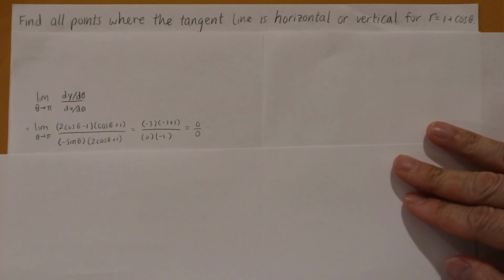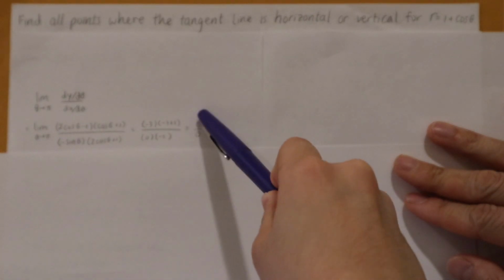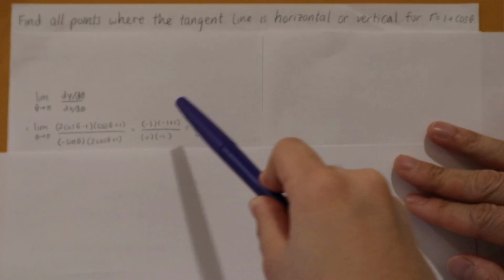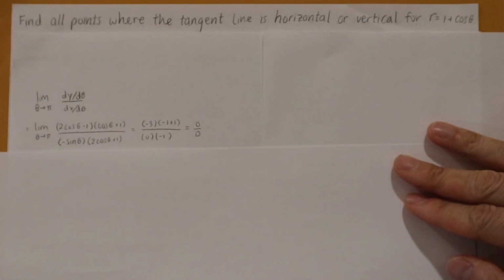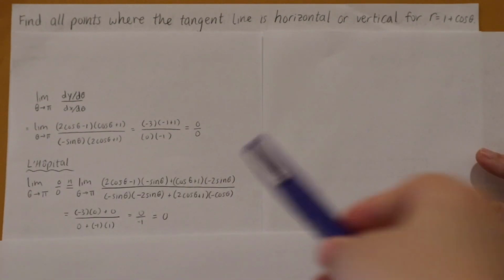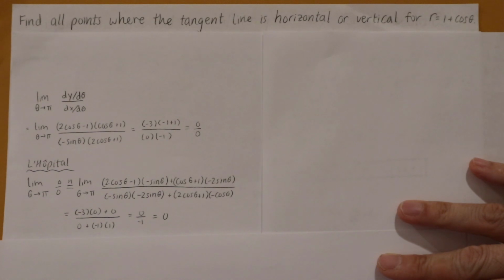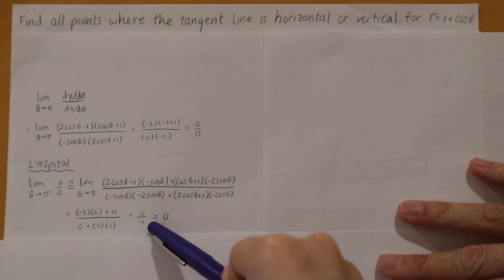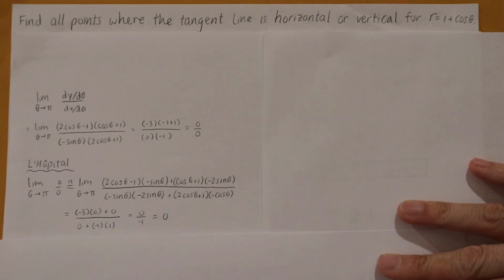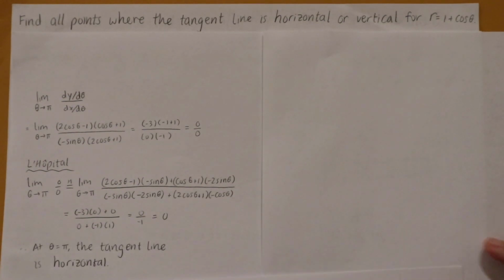Since we already found dy d theta and dx d theta, we can just plug those in and we get dy d theta is negative 3 times 0, which is just 0, and dx d theta is 0 times negative 1, which is also 0. 0 over 0 is indeterminate, so now we have to use L'Hopital's. This is the derivative of dy d theta, and this is the derivative of dx d theta, and what you get when you plug in theta equals pi is 0 over negative 1, which is simply 0. So at theta equals pi, the tangent line is horizontal.